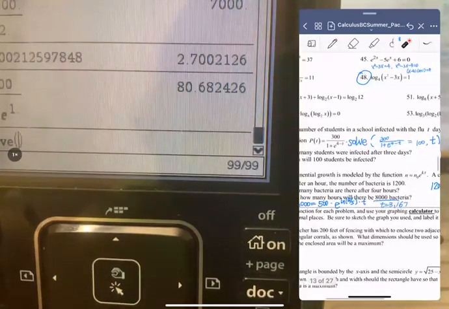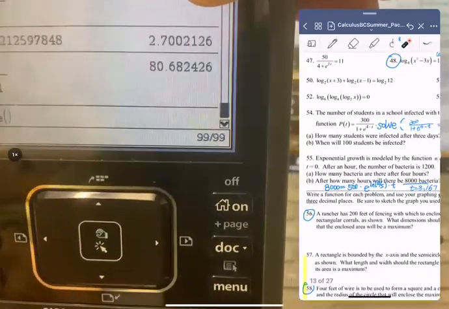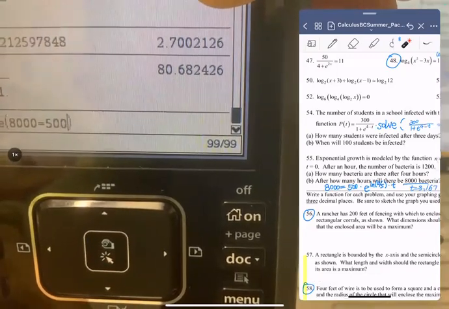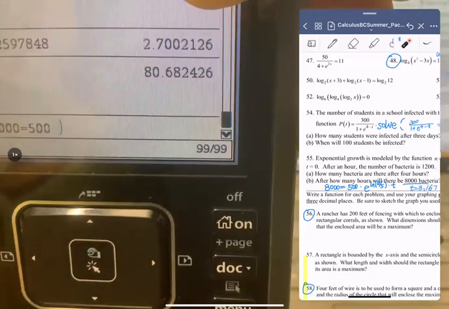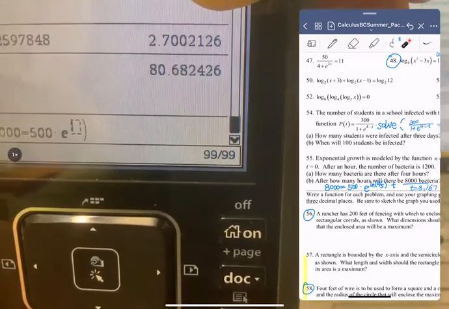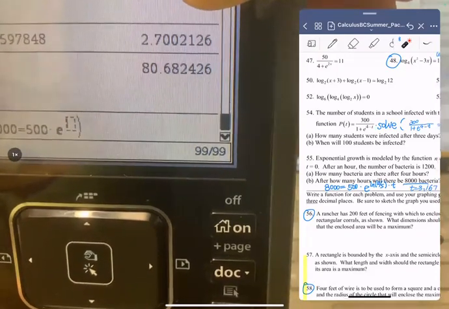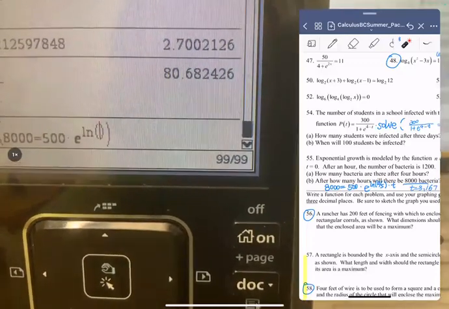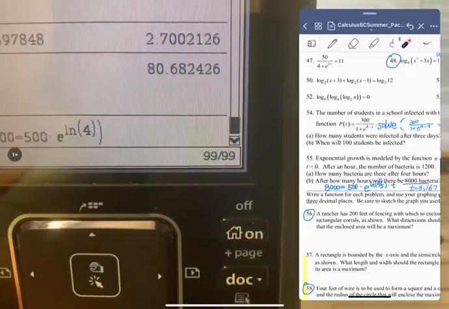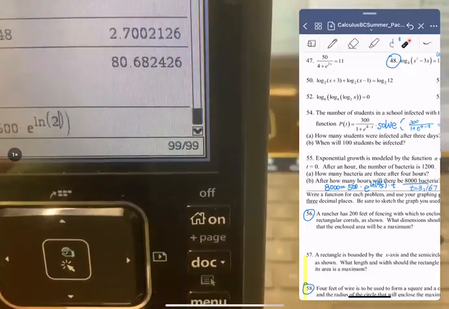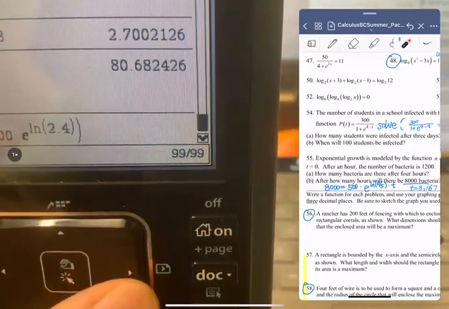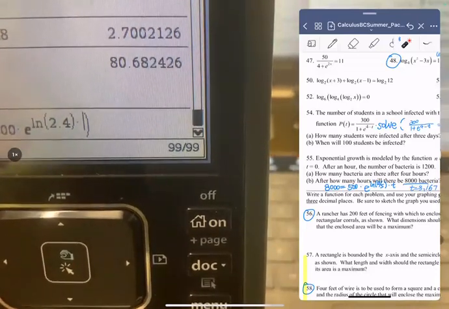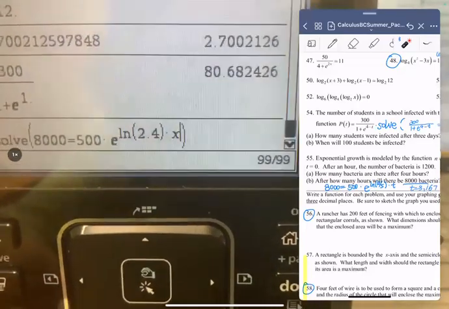So you just do 8,000 equals 500 times e to the power of ln 12 over 5, which is 2.4, and then times x. So you type in this expression there.